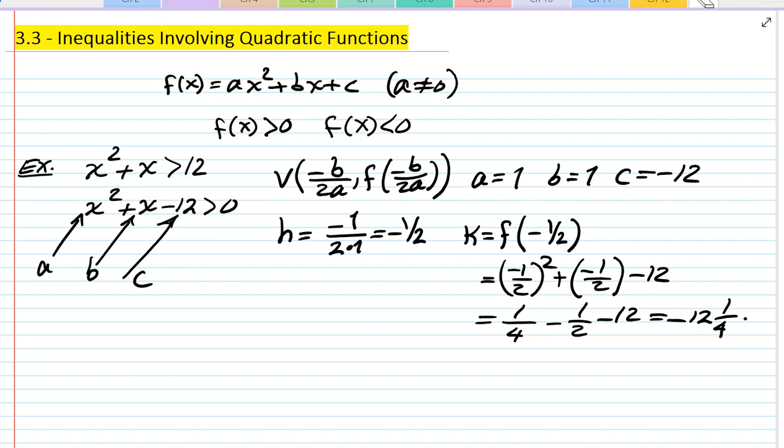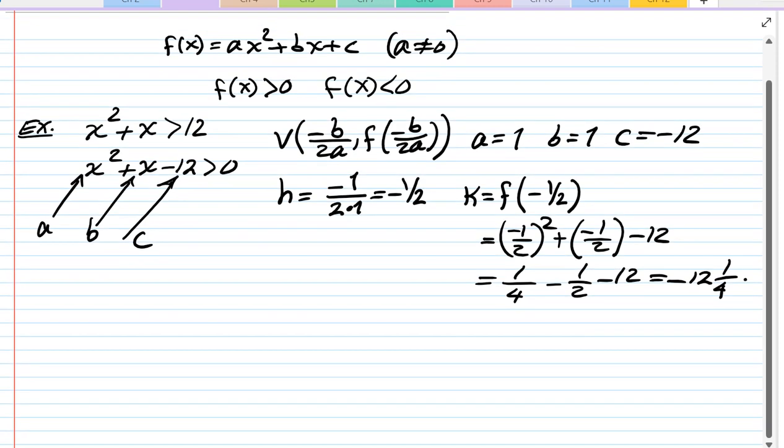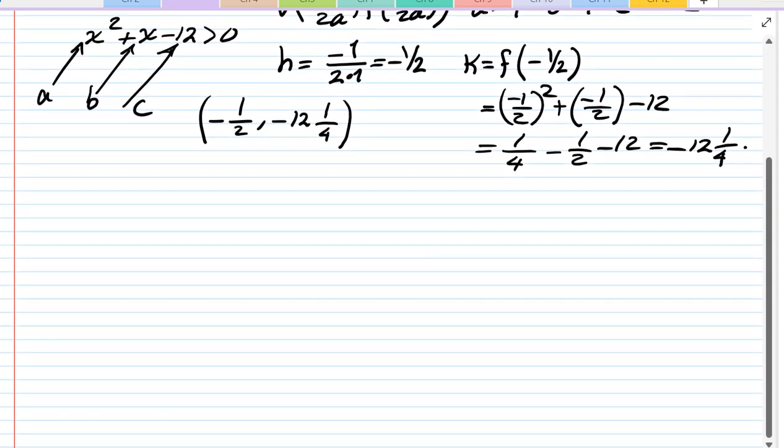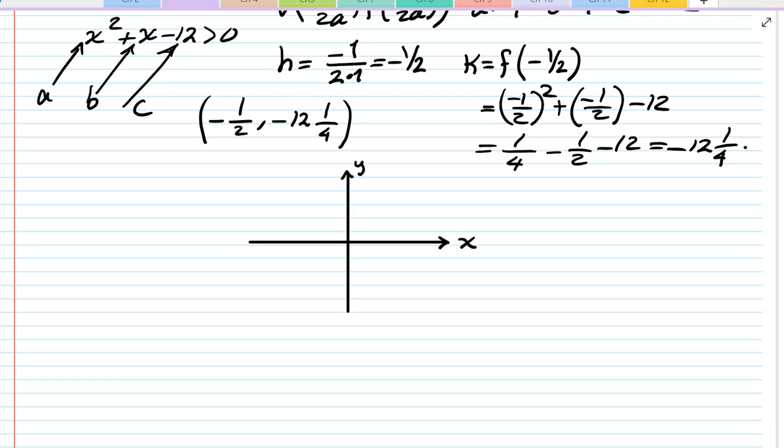Okay, so we have that. Those give me the coordinates of the vertex. Let me write them: negative 1/2 and negative 12 and 1/4. Cool. Now, what we need to do next is graph this using our Cartesian coordinate system. Let me bring my coordinate system. And there is my coordinate system. Like magic, it just appears, right?